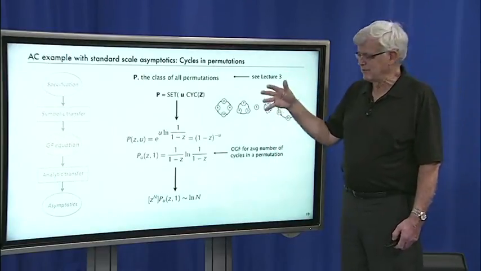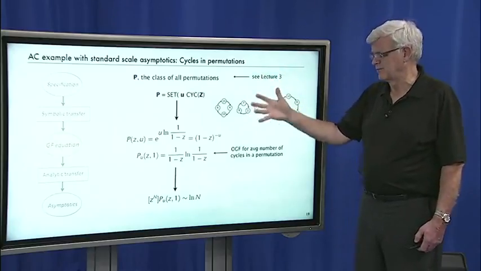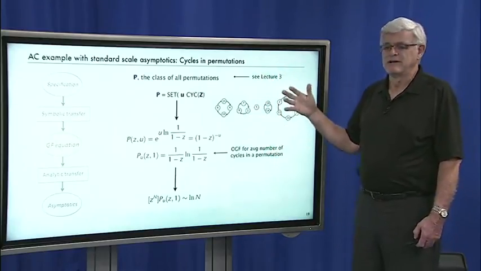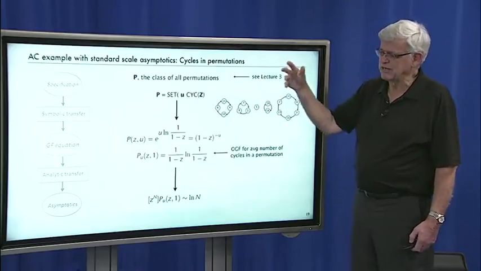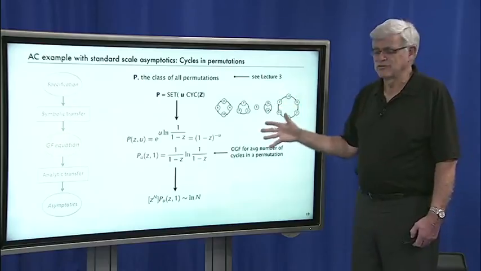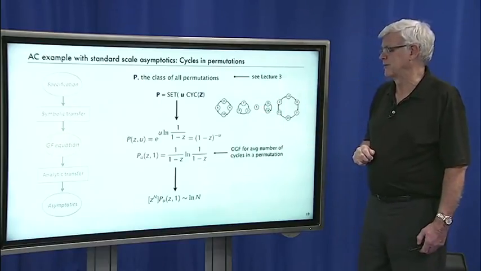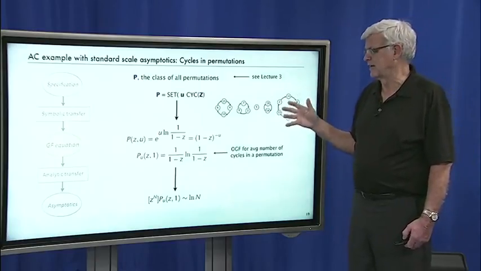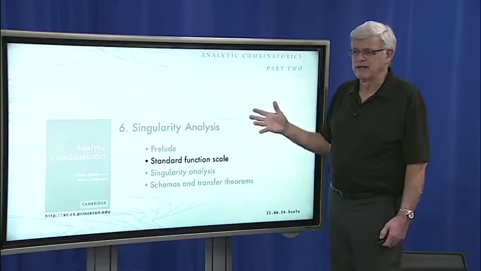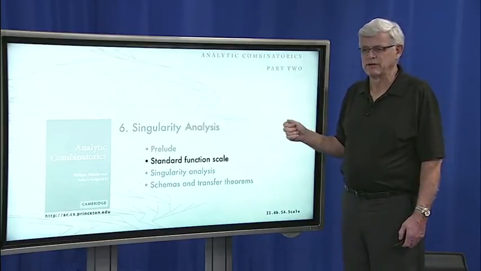Now these two examples, particularly this one, are elementary, and there are many ways to get these kinds of results. But as usual, when we look at variance and more complicated things, we can still use the same transfer theorem to quickly get the result with very little calculation. And we'll see many, many examples of that in the next lecture. That's the standard function scale, which is our starting point for singularity analysis.